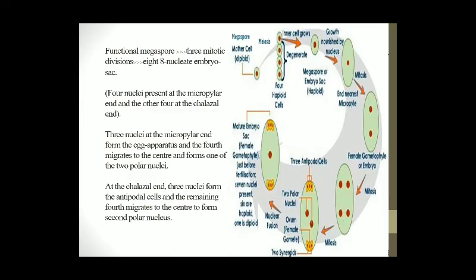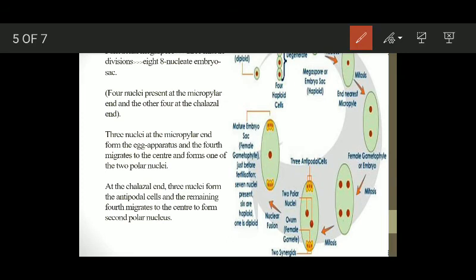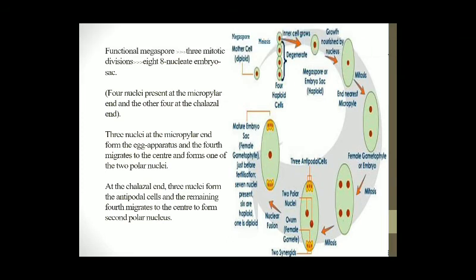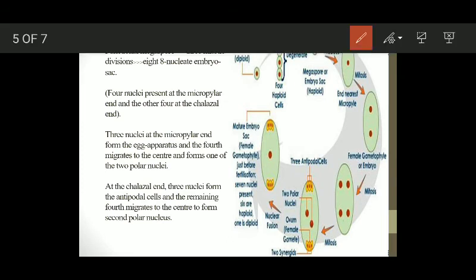Now, how does this embryo sac formation take place? First of all, we have a single functional megaspore. Actually we have 4, but the lower 3 degenerate, and the upper one functions, grows in size and undergoes the first mitotic division, resulting in the formation of 2 nuclei. One is directed towards the chalazal end and the other one at the micropylar end.